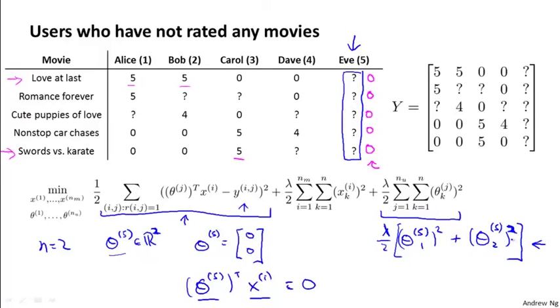So here's how it works. As before, let me group all of my movie ratings into this matrix Y. So just take all of these ratings and group them into this matrix Y. And this column over here of all question marks corresponds to Eve not having rated any movies.